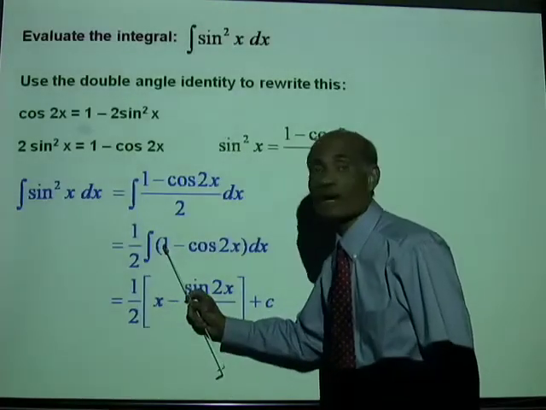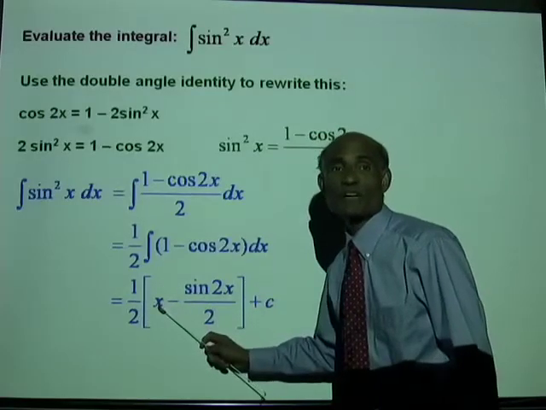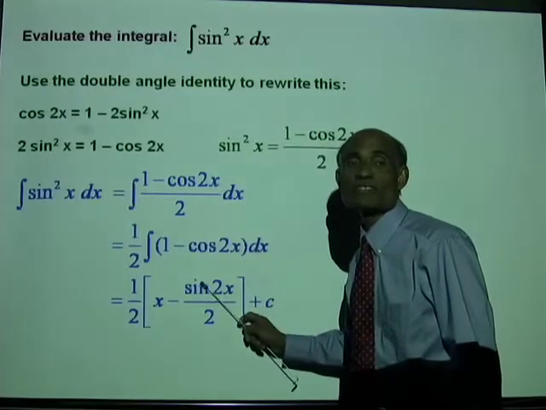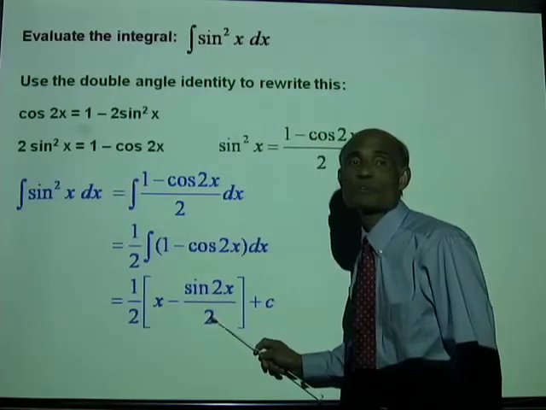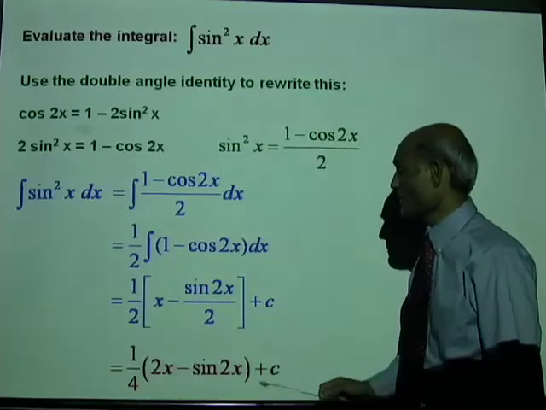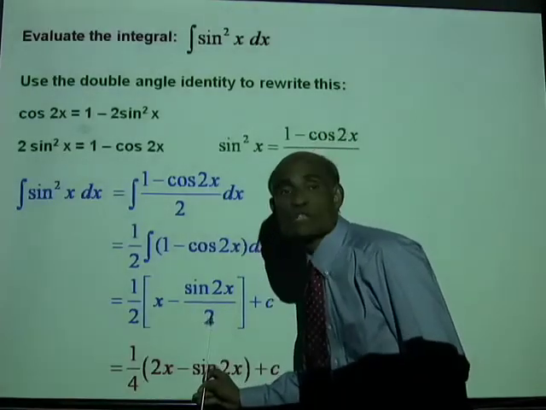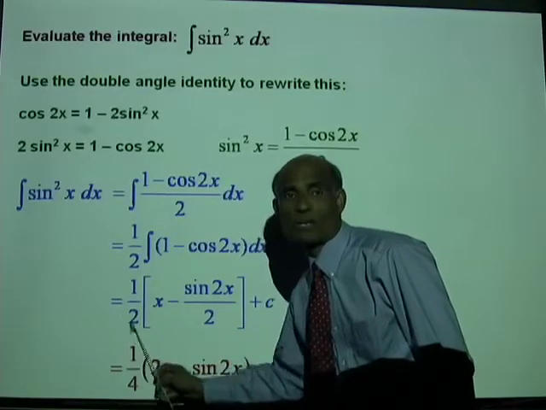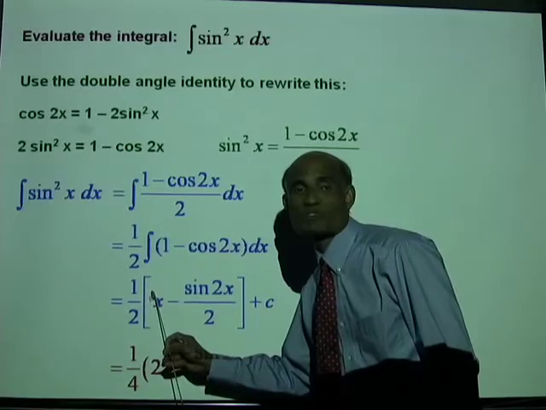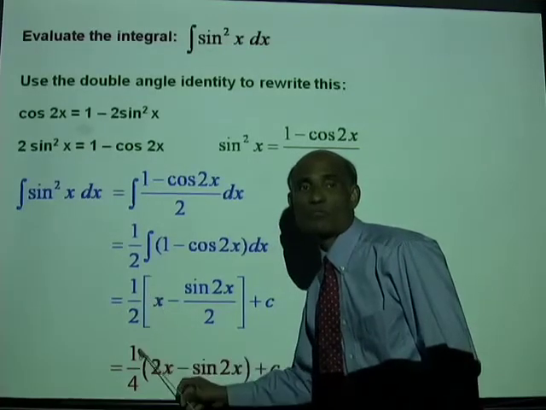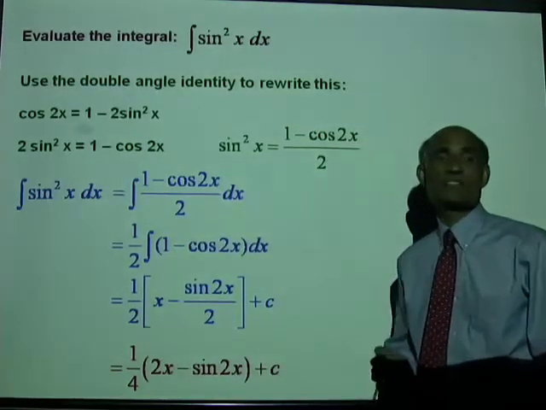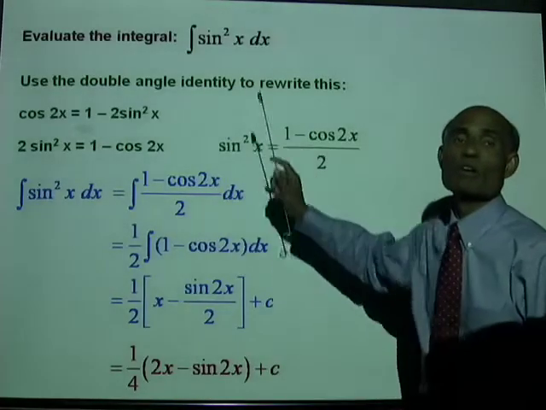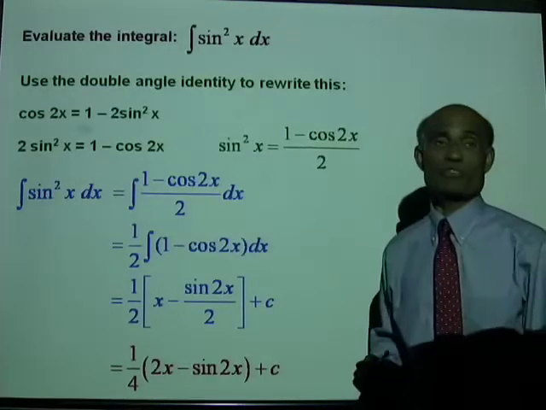That is 1/2 times integral 1 dx is x, minus integral cos 2x dx is sine 2x divided by 2, plus c. And that will be, if you take 2 as the common denominator here and factor it out, it will become 1/4, then x will get multiplied by 2. 1/4 times 2x minus sine 2x plus c is the answer. A very important skill. You need to remember that and practice it.